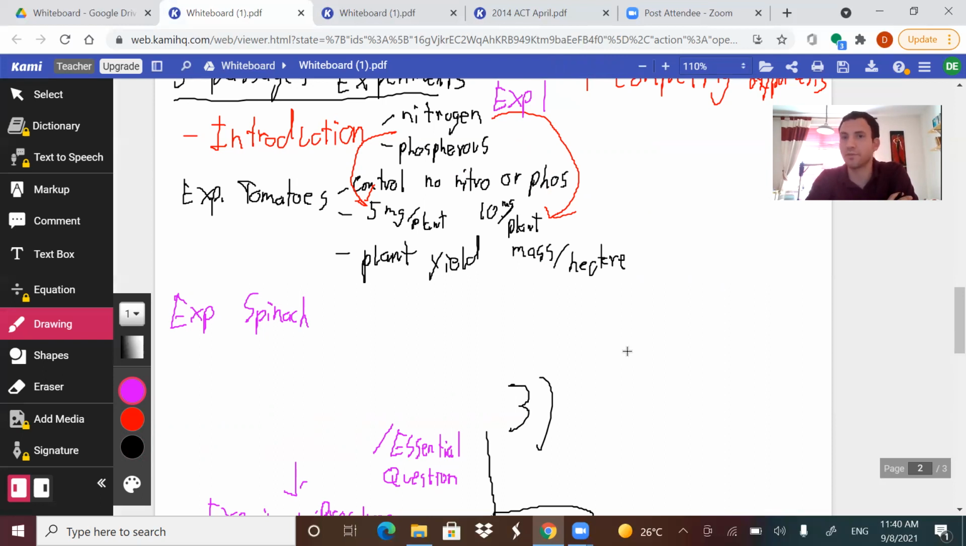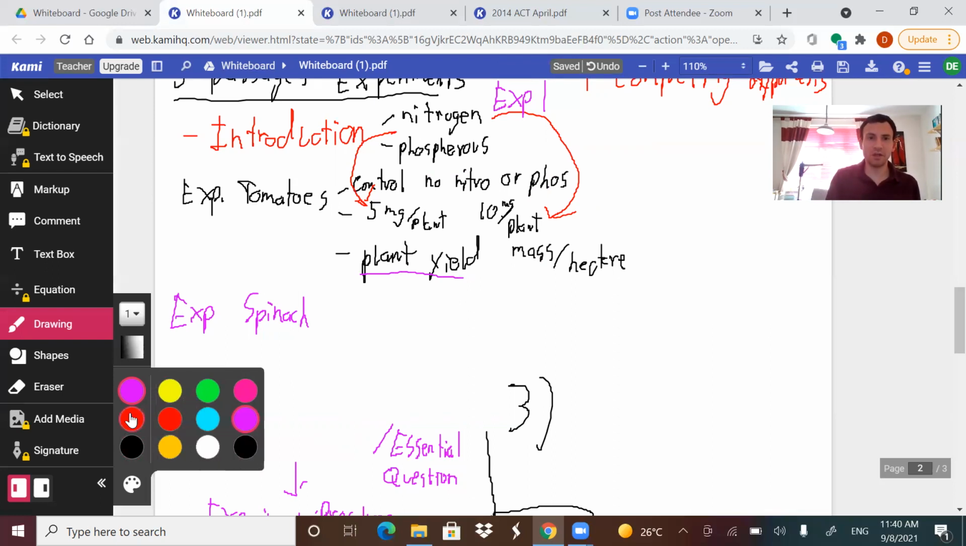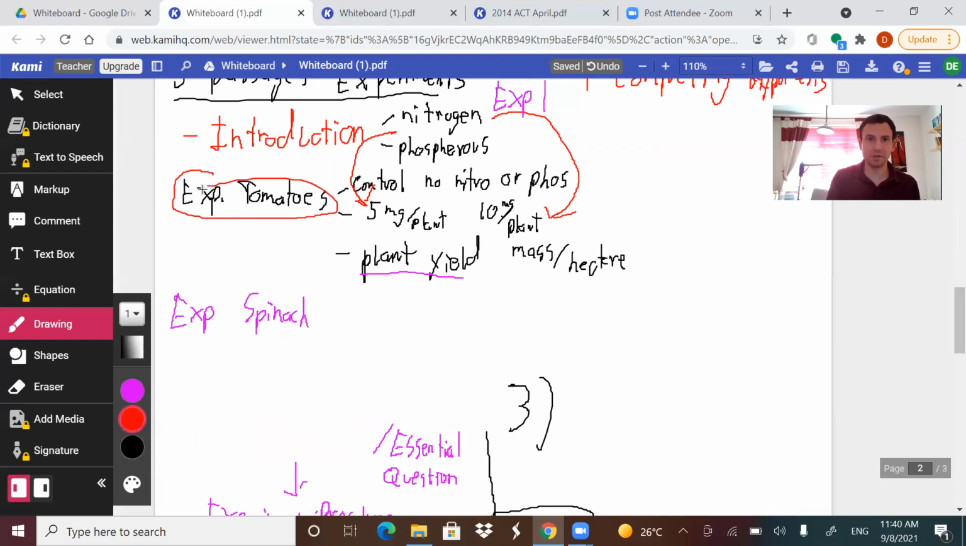What's the background? Nitrogen and phosphorus are generally good for plant growth. Then you're just seeing the experiments, how these inputs influence the plant yield on these different plants. And then the other thing you're paying close attention to is what changes from experiment to experiment. So in this case, what we changed is we just swapped out tomatoes for spinach.